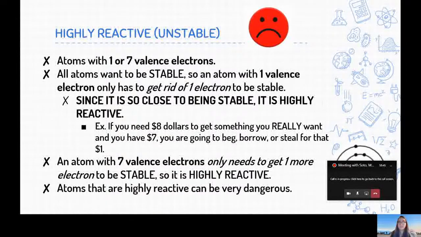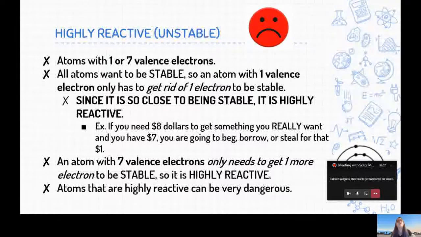They want to be stable. Remember, all atoms want to be at that happy place. They want to have their shells full. And so if they're the farthest away, like 1 valence electron, or they're the closest, they're like, oh my gosh, I just need 1 more electron. Where can I get it? I am so annoyed that I only need 1 electron and I don't have it. That's our 7 valence electrons, right?